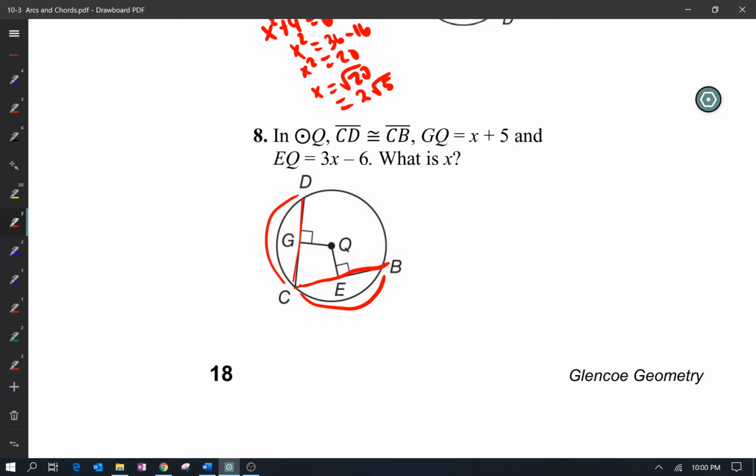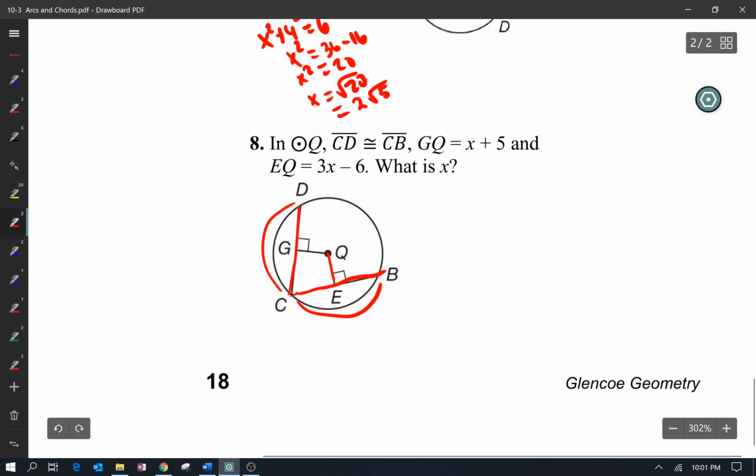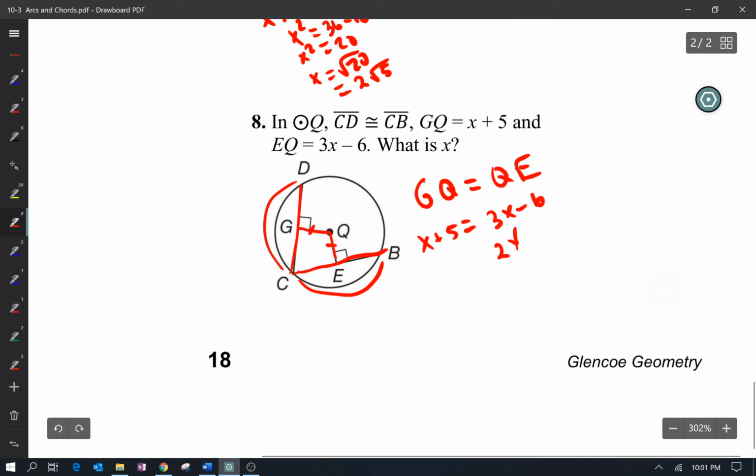All right, GQ is x plus 5, and EQ is 3x minus 6. Well, notice, right? If these chords are equal, then they must be equidistant from the center. So these must be equal. Oh, then that makes what? That makes GQ equal to QE, and that makes x plus 5 equal to 3x minus 6. So 2x equals 11. Let's fix that. It's pretty bad. 2x equals 11, so x is 11 halves. And that's it.